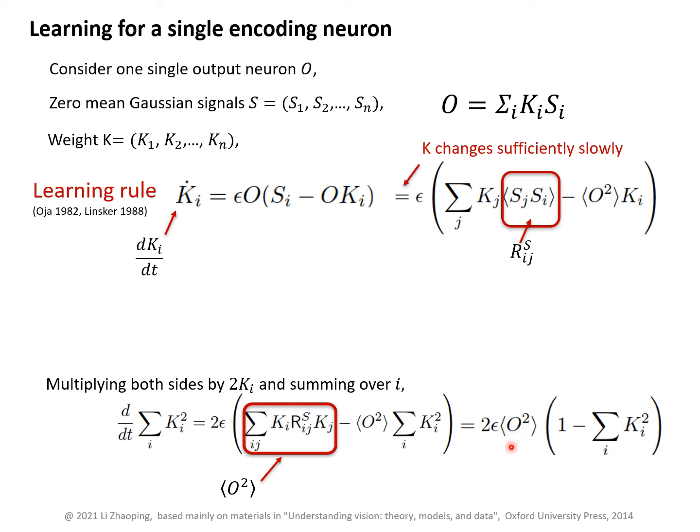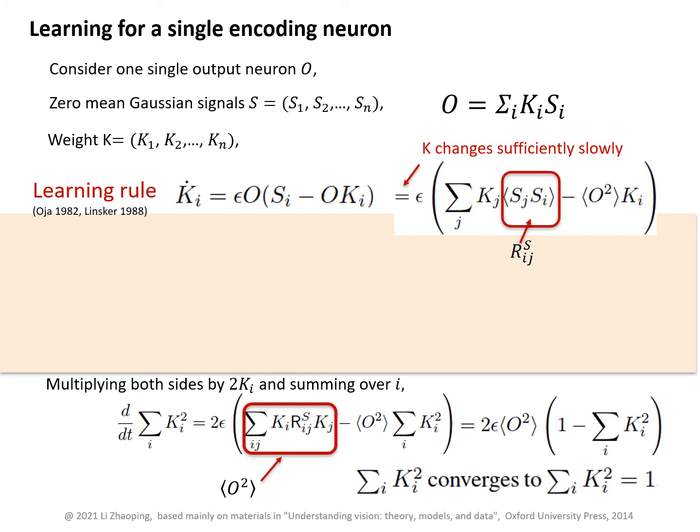Now, once the learning has finished, k will no longer change, so all these derivatives will be equal to 0. So is this equal to 0? When the left-hand side is equal to 0, this means that after learning, this summation of ki squared will converge to the value 1. And so this is a normalization of the vector k for this neuron.